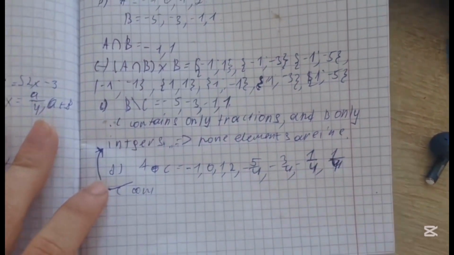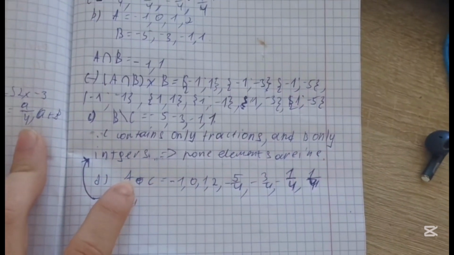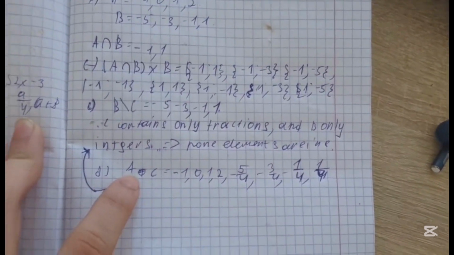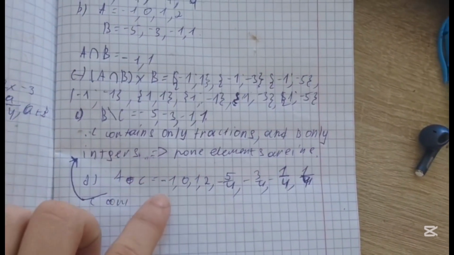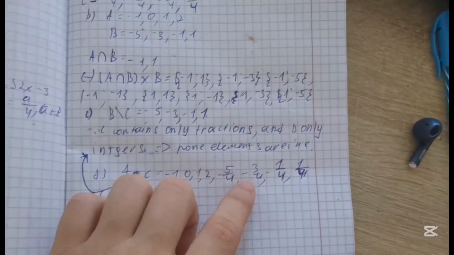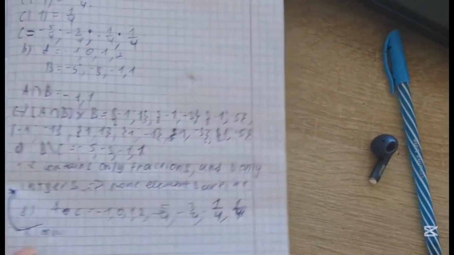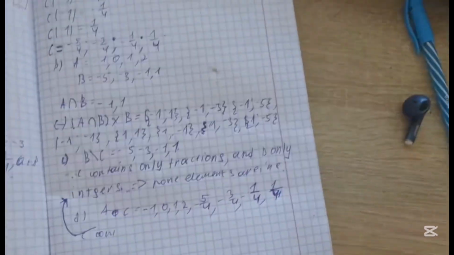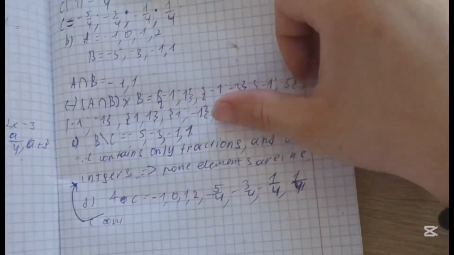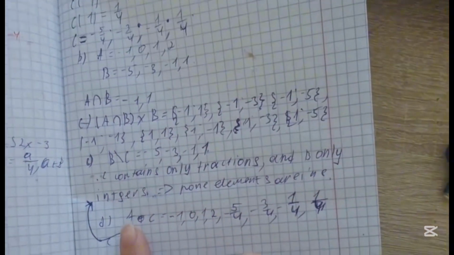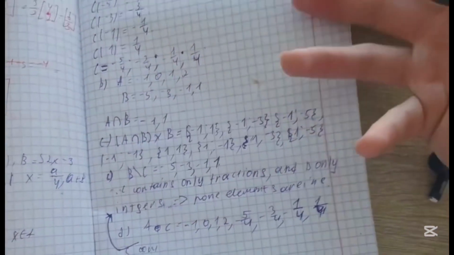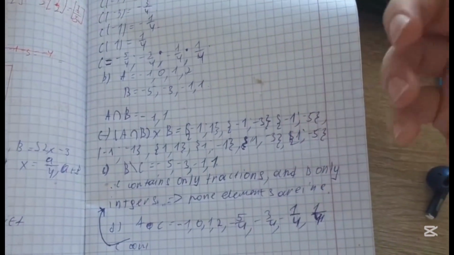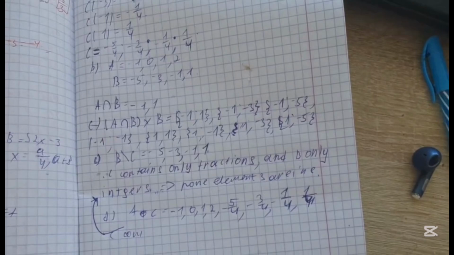And let's get task D, A symmetric difference C, which is equal to -1, 0, 1, 2, -5/4, -3/4, -1/4, 1/4. Why do we get it? It's because C again contains only fractions, and B only integers.